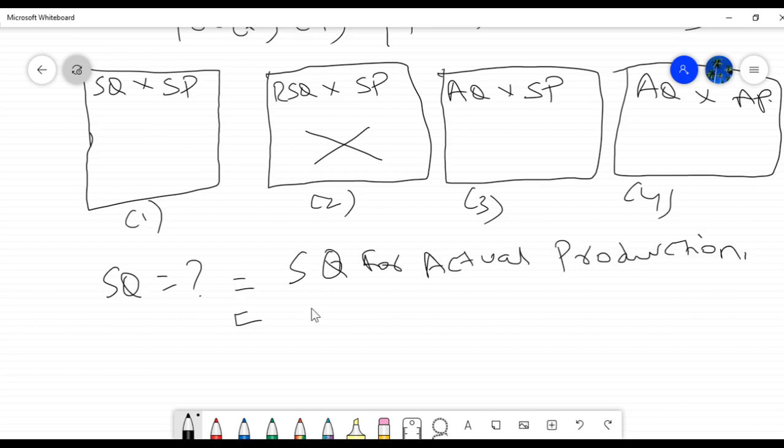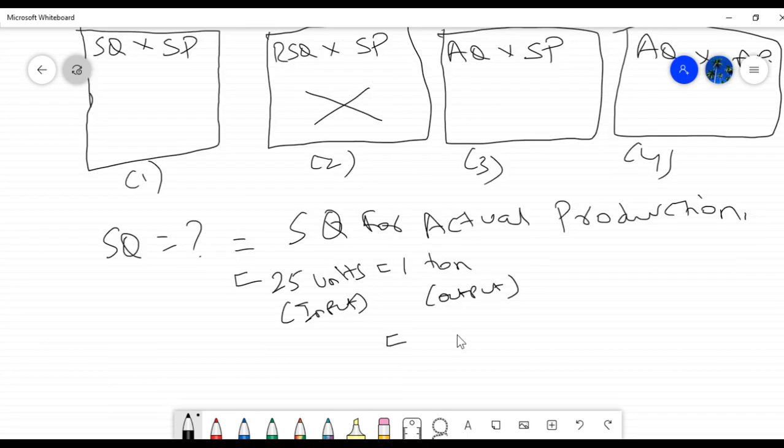What is the ratio? For producing 1 ton, 25 units of input is required. 25 units equal to 1 ton of output. This is input, this is output. Now how to identify the total standard quantity? What is the total output, the total production as per the question? Total production is 80 tons.